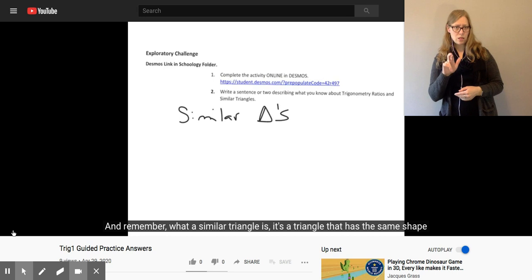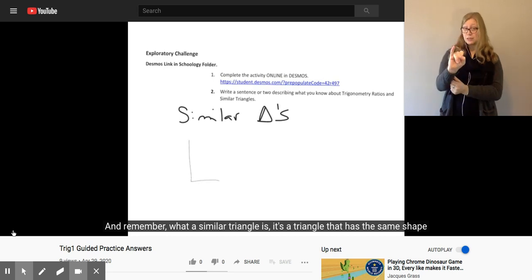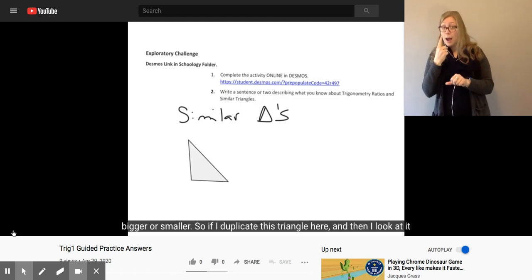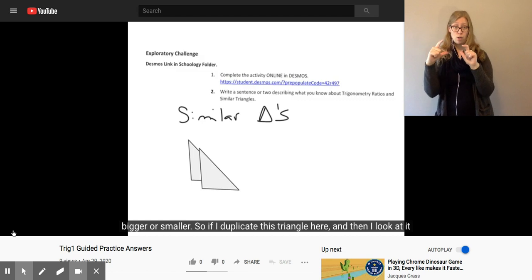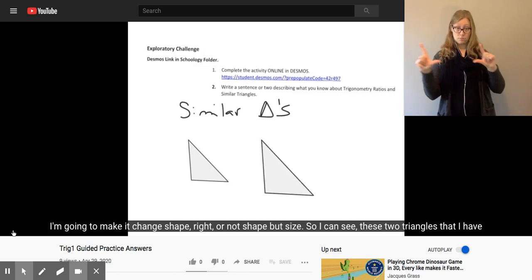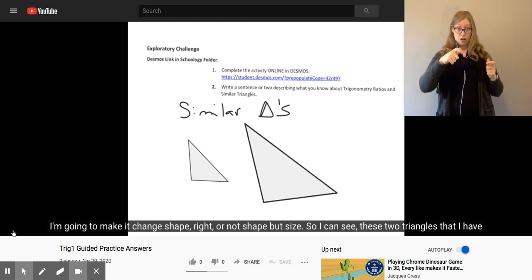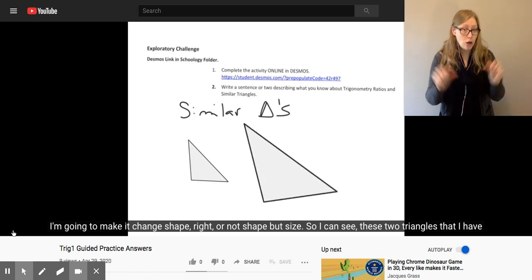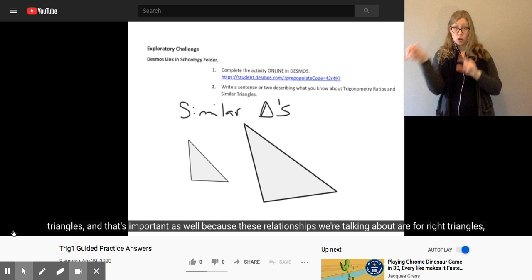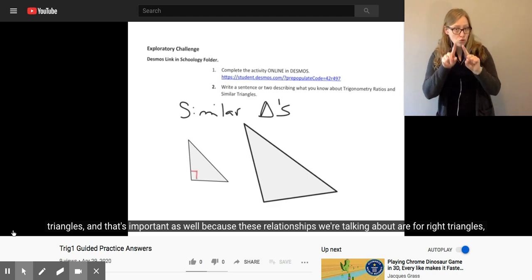In the Desmos activity, it asked you to explore some similar triangles. And remember what a similar triangle is. It's a triangle that has the same shape, but maybe it's bigger or smaller. So if I duplicate this triangle here and change its size, I can see these two triangles are the exact same shape. The angles are the same. They're both right triangles, and that's important because these relationships we're talking about are for right triangles.